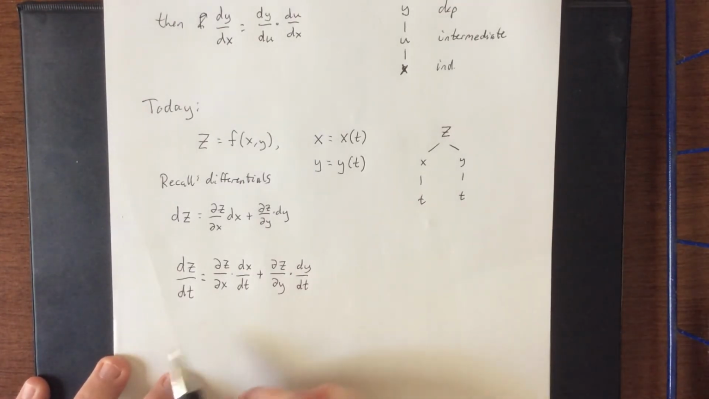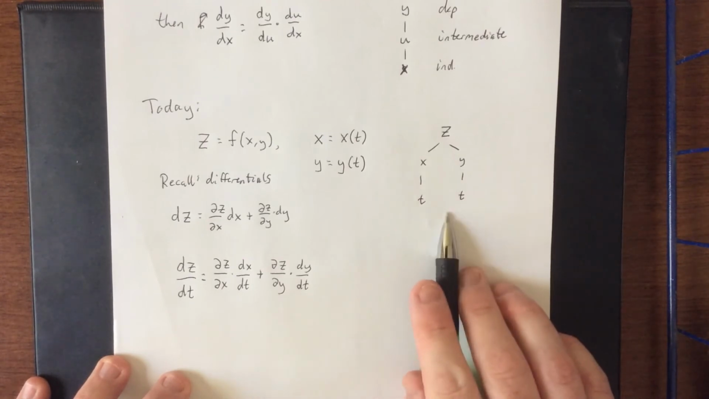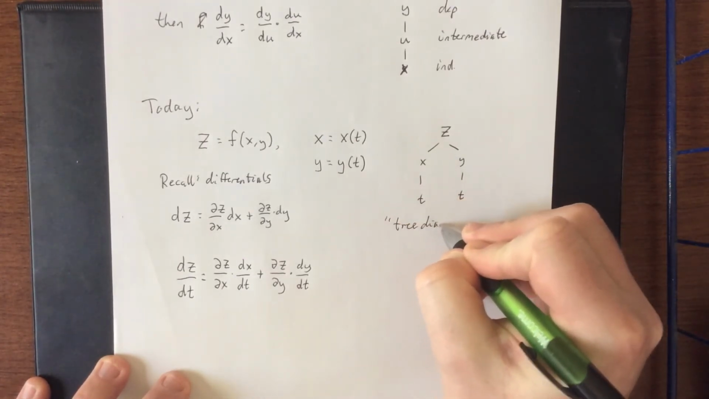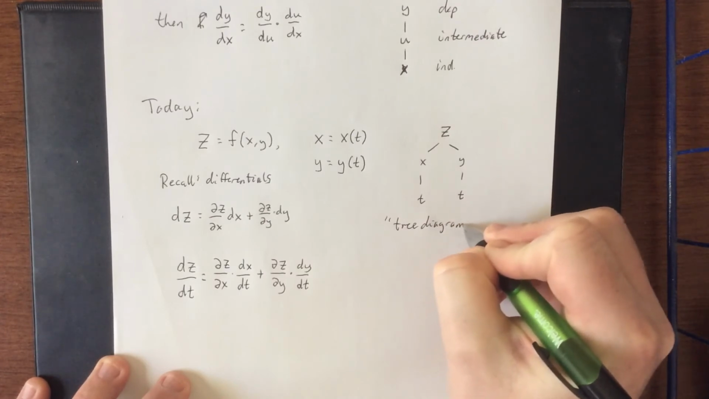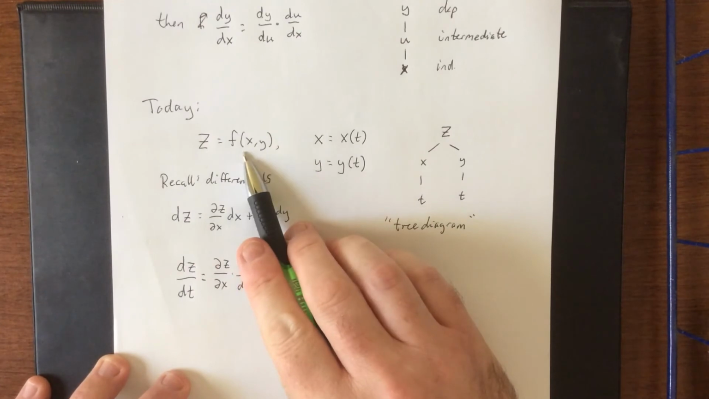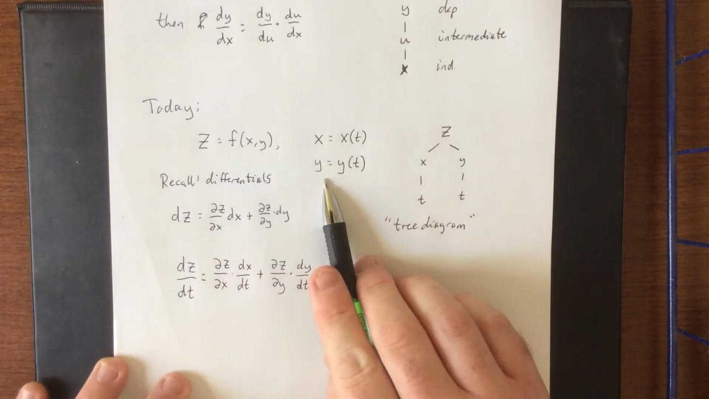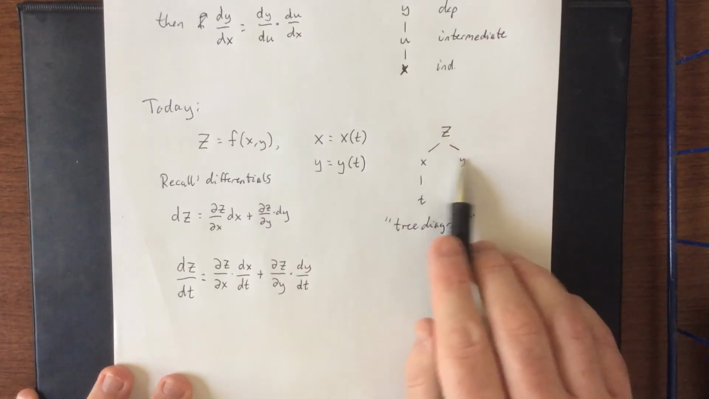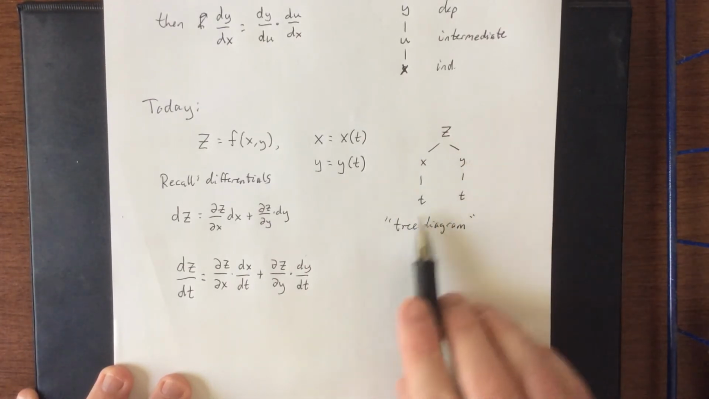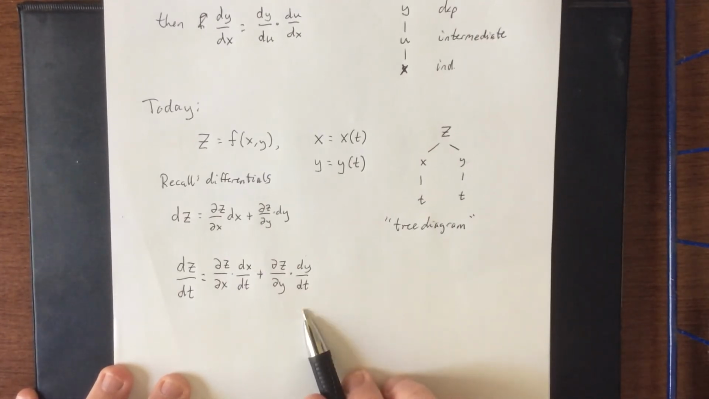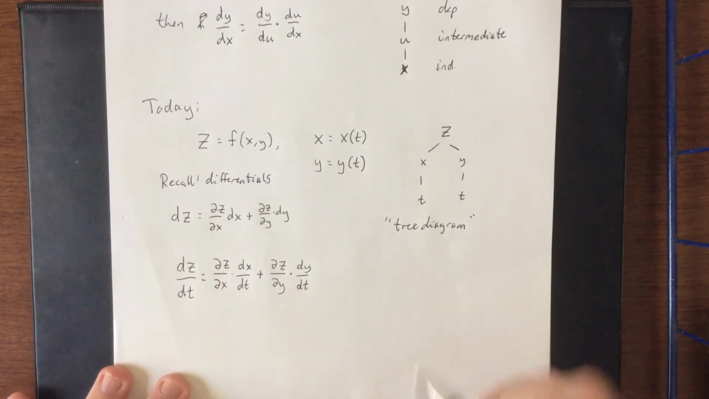Now the way that I tend to remember this is based off of this thing over here, and this is referred to as a tree diagram. A tree diagram is a great way to keep track of when z is a function of multiple variables, and then those multiple variables are functions of multiple variables as well. This tree diagram says z is a function of what variables, and then these variables are a function of what variables. The way that you construct this chain rule is by using the following.